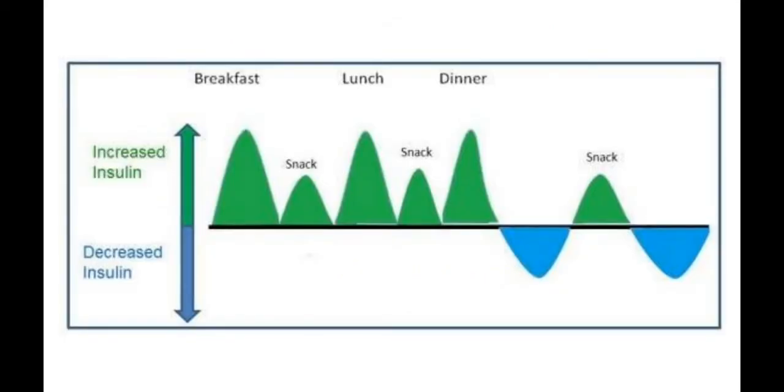If we follow the standard, so-called balanced diet, we will get three main meals: breakfast, lunch, and dinner, and between them some snacks. And even in the middle of the night, some people wake up to get a snack because they feel so hungry. Meanwhile, all this time, all day long, we stay with increased insulin in the blood.